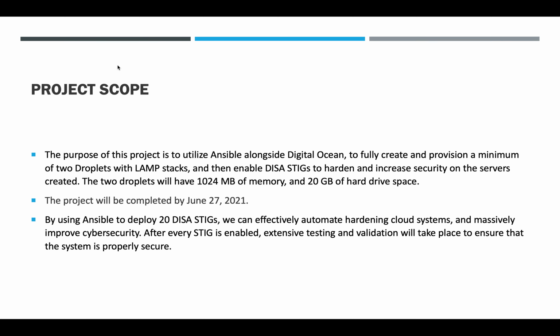Getting right into the project scope. The purpose of this project is to utilize Ansible alongside DigitalOcean to fully create and provision a minimum of 2 droplets with LAMP stacks, and then enable STIGs to harden and increase security on the servers created. The 2 droplets will have 1 GB of memory and 20 GB of hard drive space. The project will be completed by June 27th, 2021.